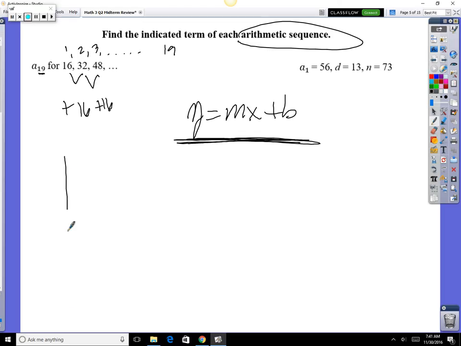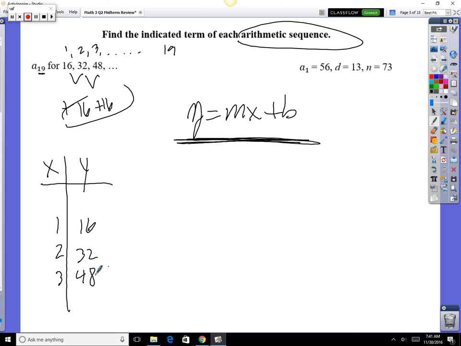So first of all, let's see if we can find y equals mx plus b. And you actually just found m. So the first one is going to be 16. The second one is 32. The third one is 48. And we're going to skip. We want to know what the 19th one's going to be. Okay. So we found the m. That's 16. That's 16. We need the b. The b happens right here. The b happens at 0. So go back one. And if you go back 16, that should be 0.